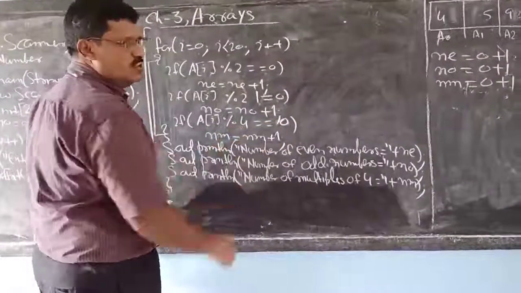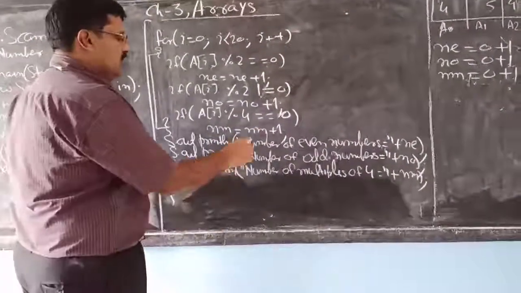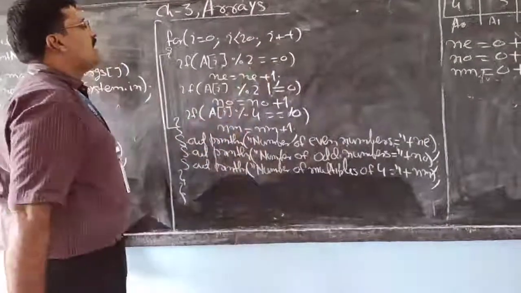5 modulus 4 equal to 0? No. This condition is false. So no plus 1. Go for the next time. Next time will be 2.